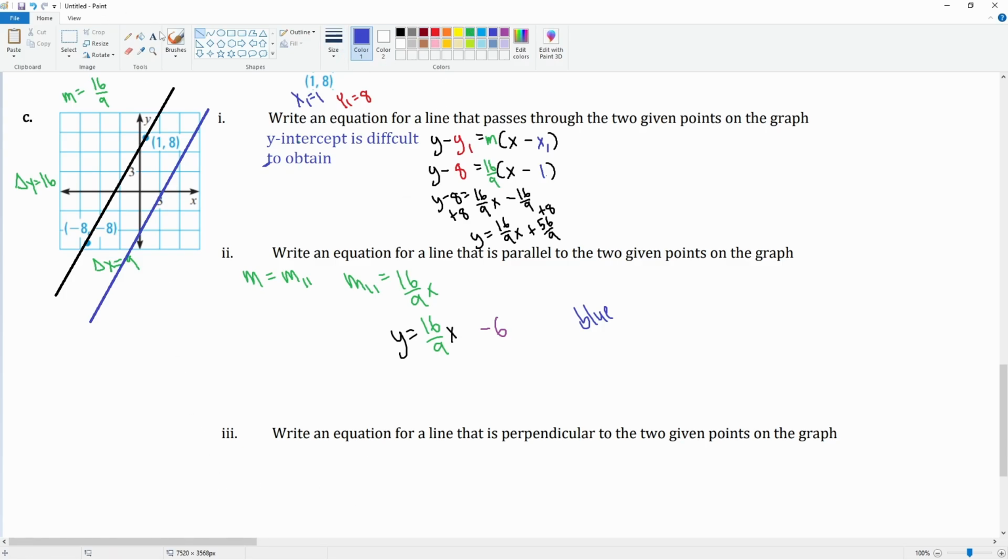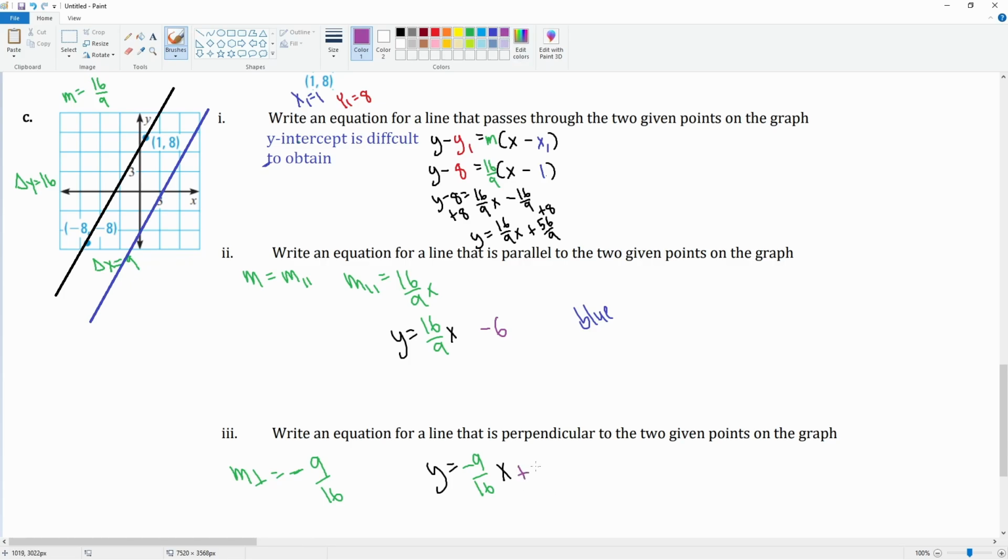Now we want perpendicular. The slope needs to be perpendicular. So we want to see what is the opposite of 16 over 9. Positive. So what's the opposite of positive? Negative. And the reciprocal. The 16 over 9 becomes 9 over 16. So that's your new slope. So the equation can be y is equal to, that slope is very important, negative 9 over 16 x. And we can make the y-intercept anything we want. I'm going to make it plus 0.